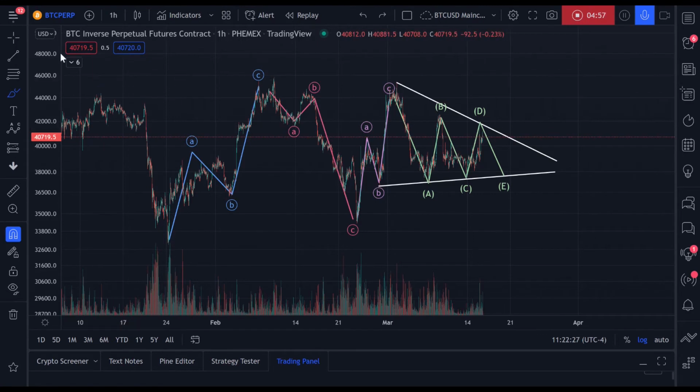So let's zoom into our triangle that we've been printing for the last 2 weeks.